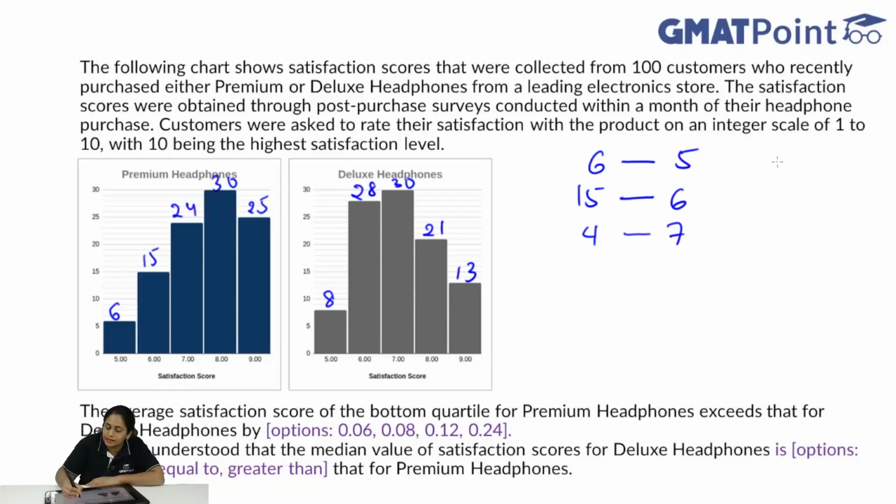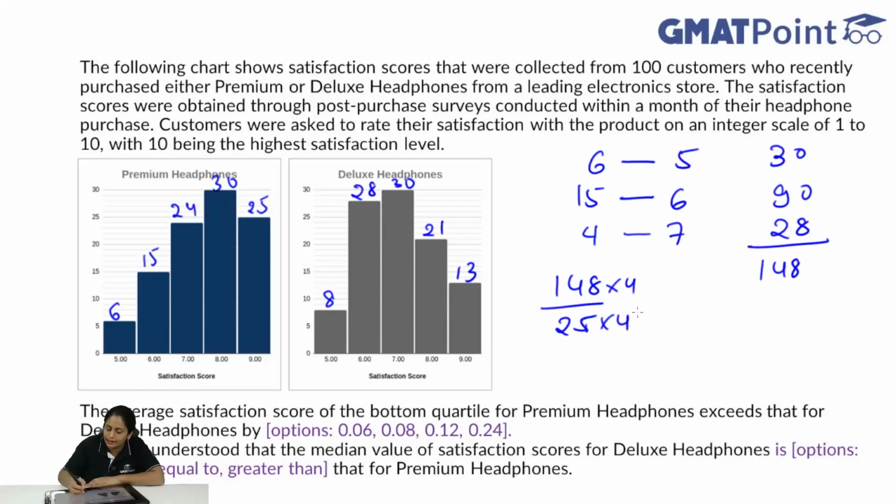This is basically 6 into 5, so that is 30, 15 into 6, that is 90, 7 into 4, that is 28. This sum is equal to 148. So 148, what is the average score for 25 people? So this is 148 divided by 25 into 100%, or just leave it at 25. So multiply by 4, I get 560 plus 32. So that is 592 by 100. So the average bottom quartile score is 5.92. So for the premium headphones, the average bottom quartile score is 5.92.